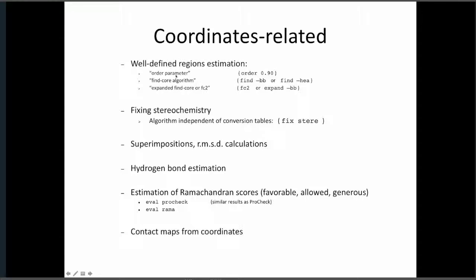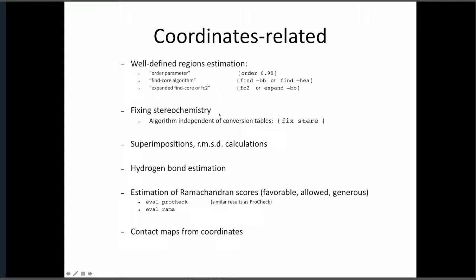So in this order, I will explain slightly the order parameter, the fine core algorithm, and the expanded fine core, which is the last one we developed to help in this process. And here on the right, in Courier font, are the commands that are available inside the program. The other ones are for fixing or checking the stereochemistry.